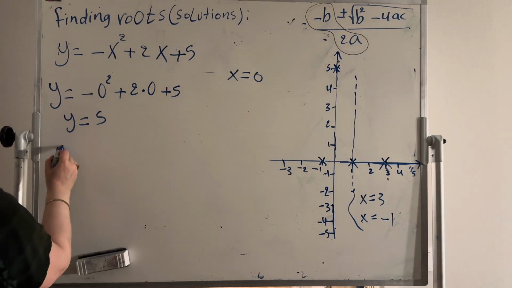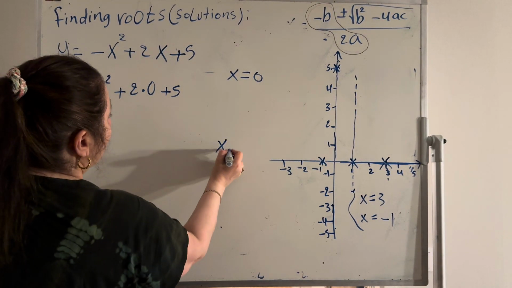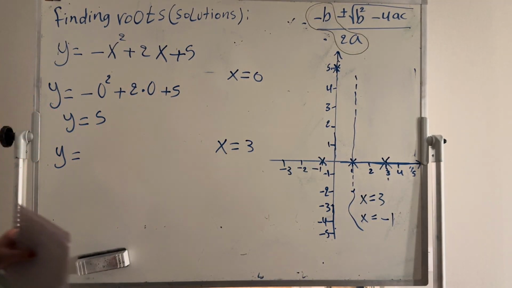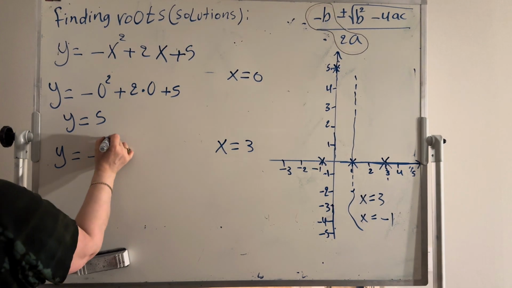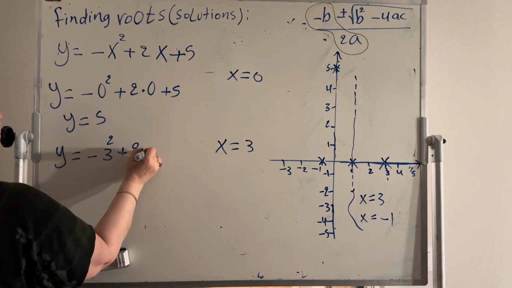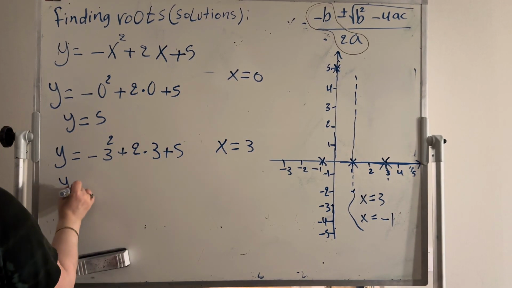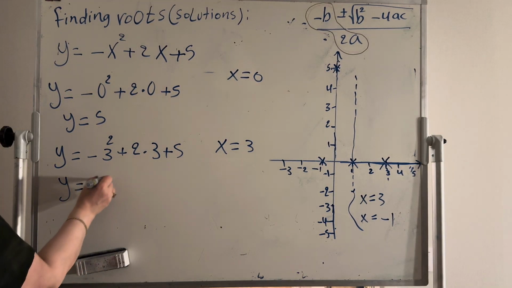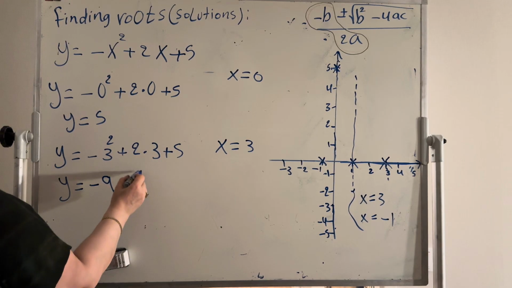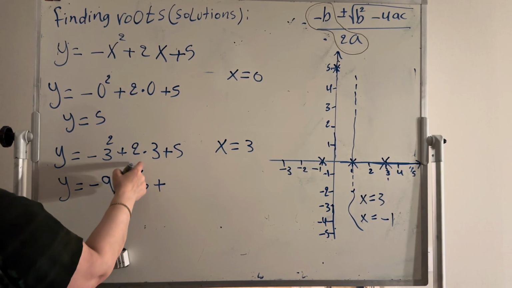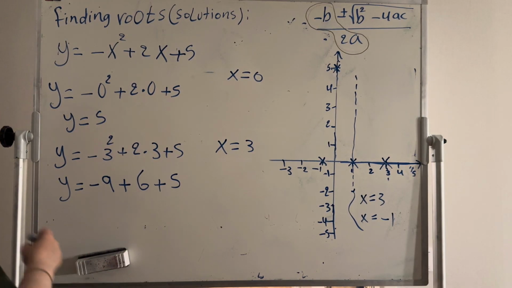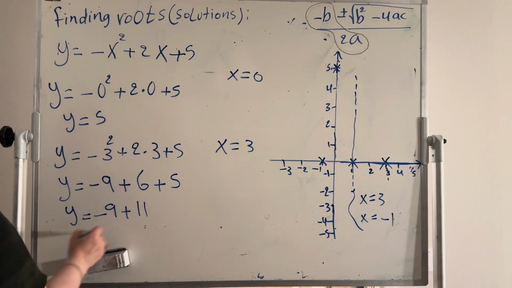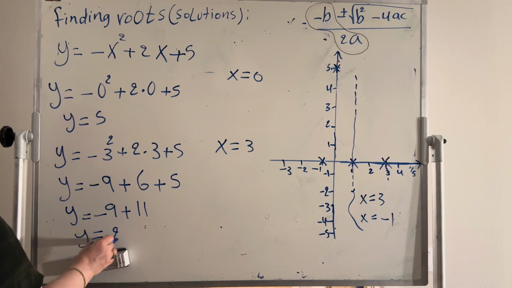And I will find how much y is when x equals 3, when the symmetry line equals 3. Minus 3 squared plus 2 times 3 plus 5. y equals minus 9 plus 6 plus 5. y equals minus 9 plus 11. y equals 2.